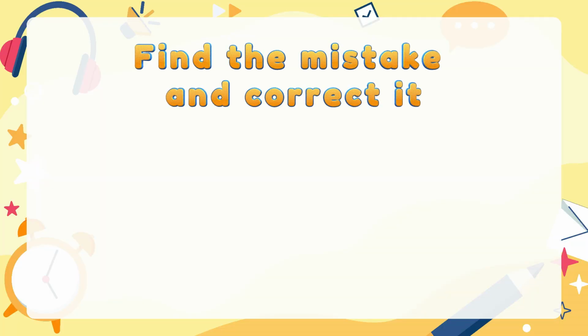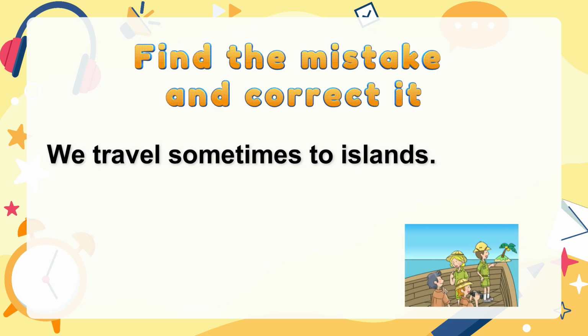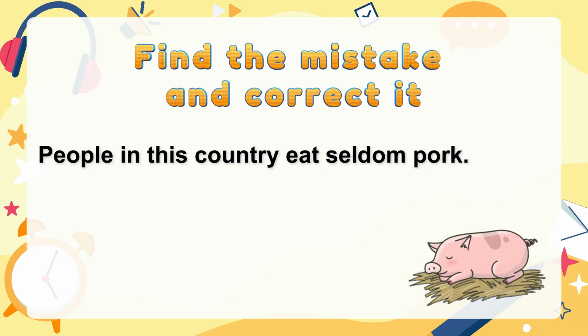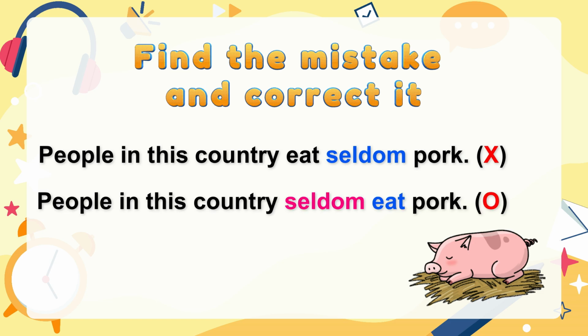Find the mistake and correct it. We travel sometimes to islands. Sometimes should go before the main verb travel. So the sentence should be, we sometimes travel to islands. People in this country eat seldom pork. Once again, it should come before the main verb. The sentence should be, people in this country seldom eat pork.